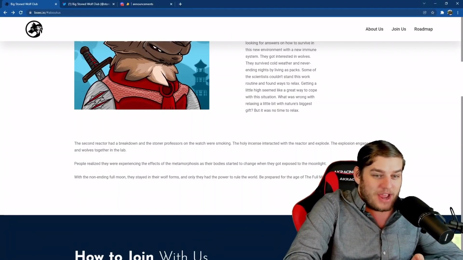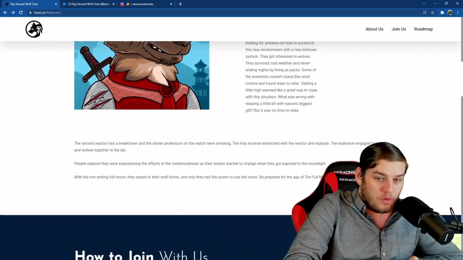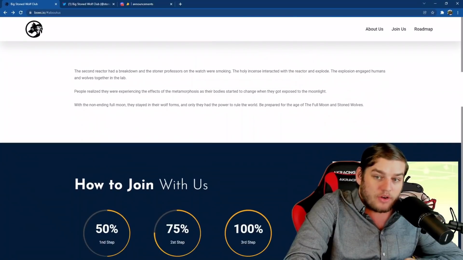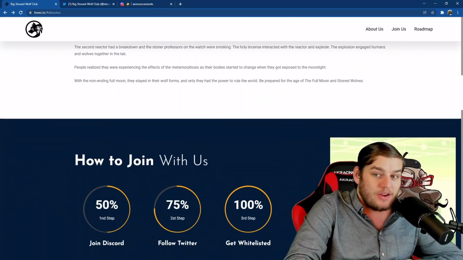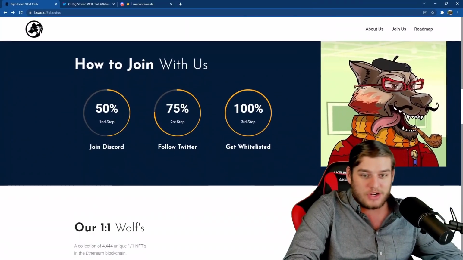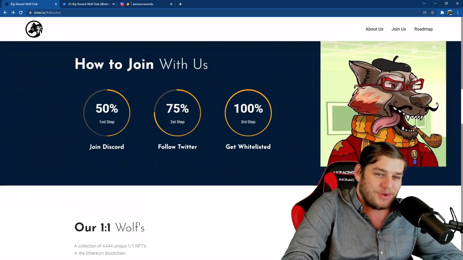What is the non-ending full moon? They stayed in their wolf forms and only had the power to rule the world. Be prepared for the age of the full moon and stoned wolves. Fair enough. How to join with us?